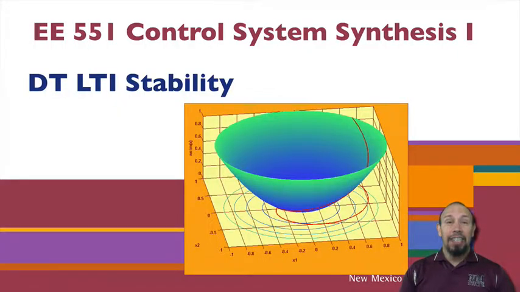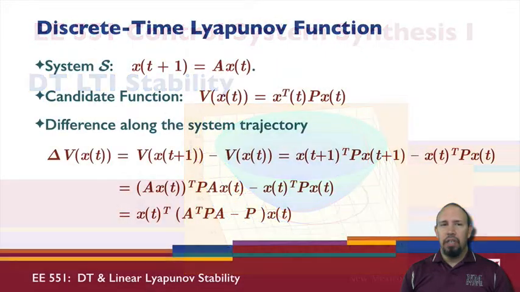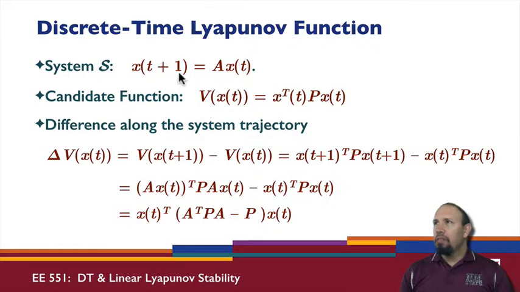Right, now we've looked at discrete time stability for Lyapunov. What about linear time invariant systems? How is it going to look for linear time invariant systems? So here we have our linear time invariant system, x of t plus 1, so f of x is equal to ax. We consider this candidate Lyapunov function. So again, it's a quadratic candidate function. And instead of looking at the derivative along the system trajectory, we look at the difference along the system trajectory. So delta v is equal to v of x of t plus 1 minus v of x of t.